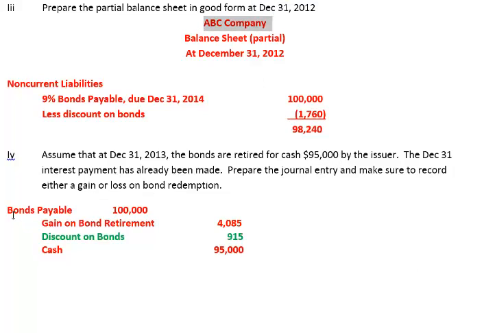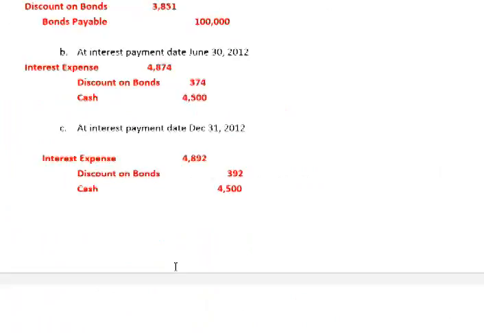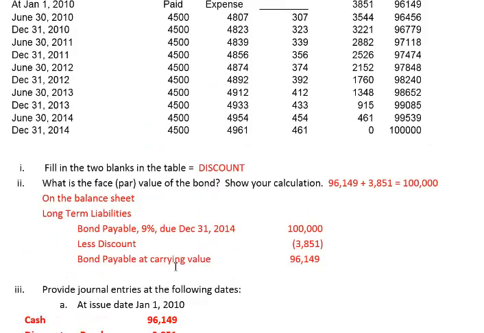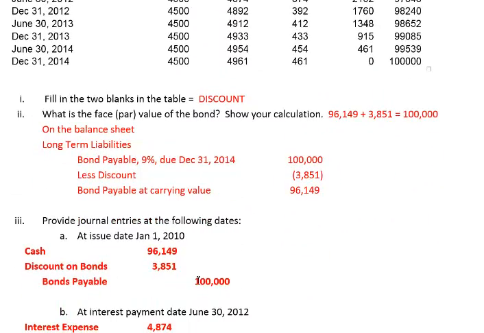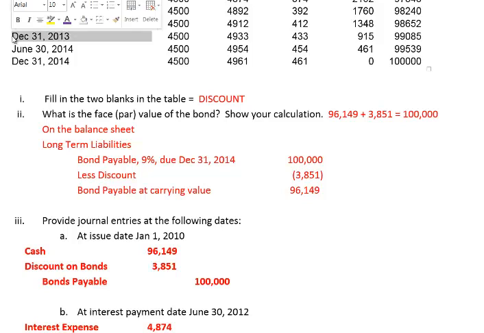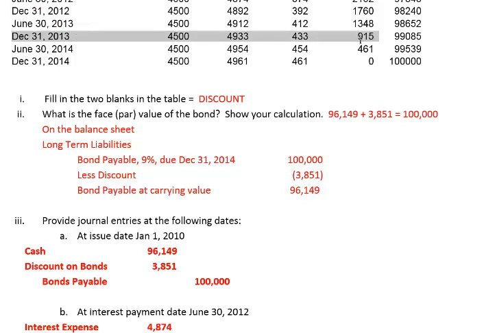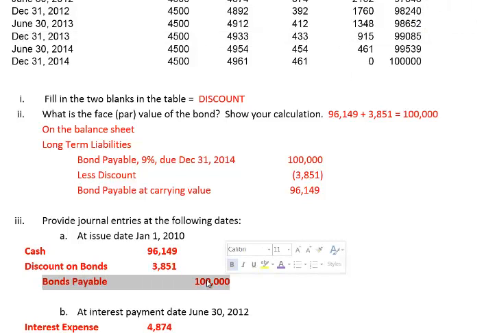Well, ABC would no longer have a bond payable on its books of $100,000. You'll remember here that when we did the journal entry at the issue date, we booked the bonds payable, we set them up at $100,000. Well, that bond's now gone, right? Because they decided at this date, if you look at this date, this is the date at which they're retiring. The bonds are sitting there at $99,085, right? But the face value of the bonds that we're getting rid of is $100,000.